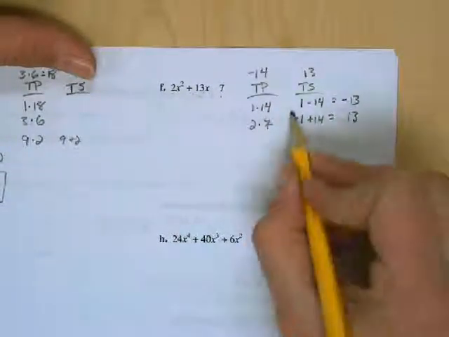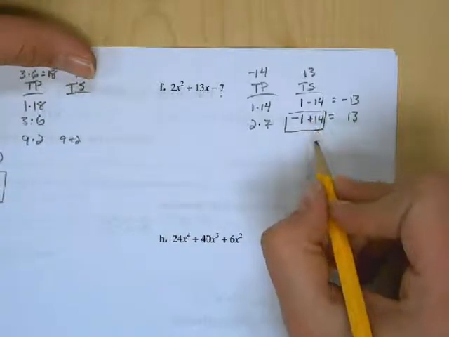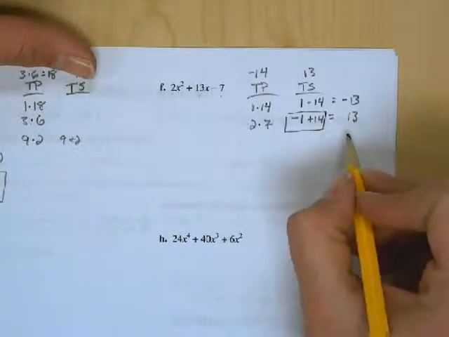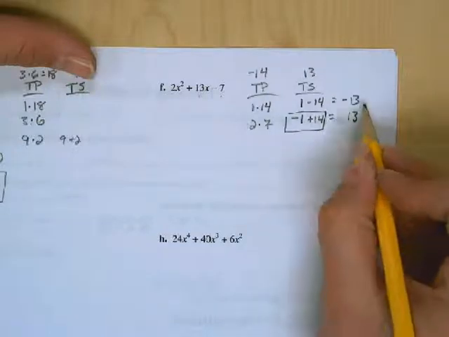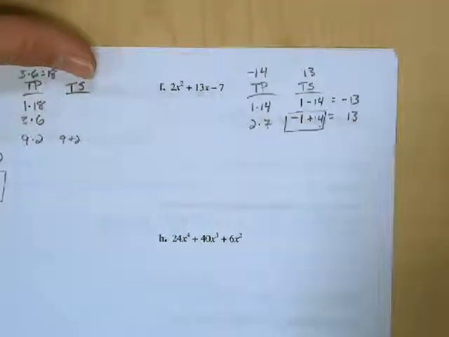Okay, so negative 1, positive 14. The sign here does matter. When I add them together, I need a positive 13, not a negative 13. So be very careful with your signs. Okay, once you have your numbers, do your split the middle.